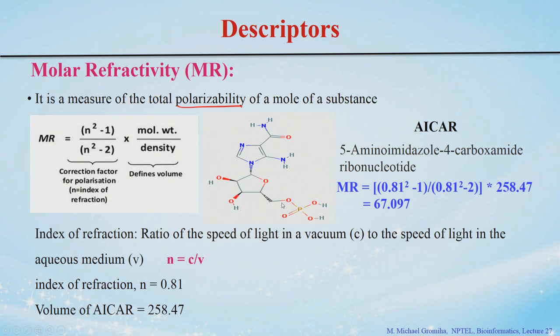So, you take this compound, the AICR compound, amino imidazole 4 carboxamide ribonucleotide. Here n equals 0.81, because the index of refraction is known for all the compounds. We substitute the values: 0.81 square minus 1, then the volume, 258.47. We divide with this volume and finally we get the value 67.097. So, finally you get MR equal to 67.097. Likewise, for any parameters, if you know the compound, you can calculate.